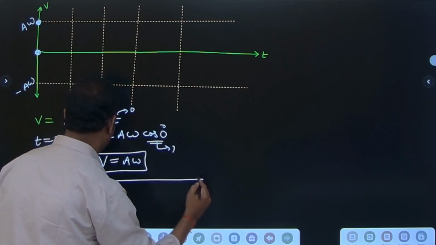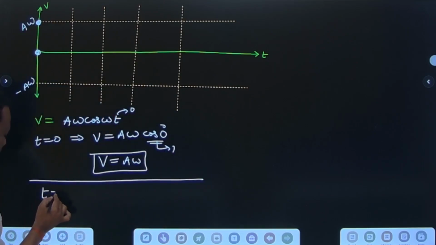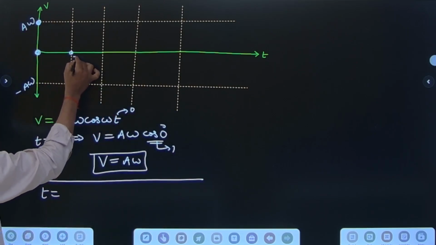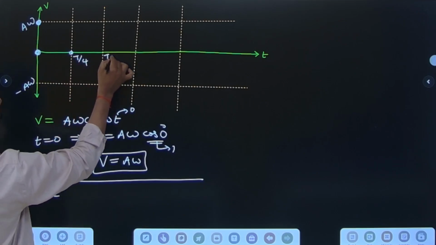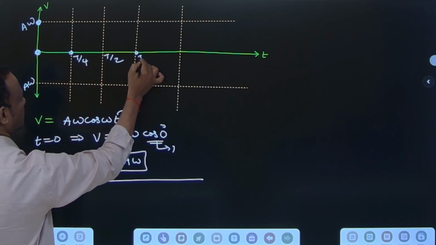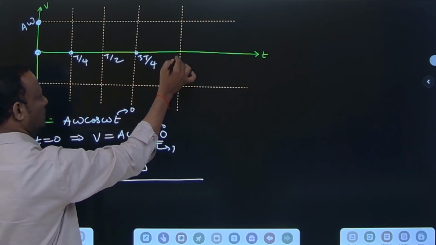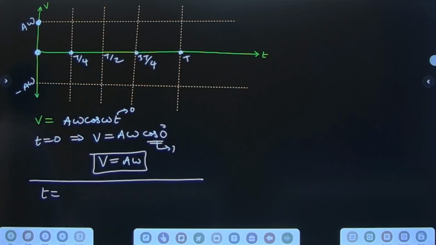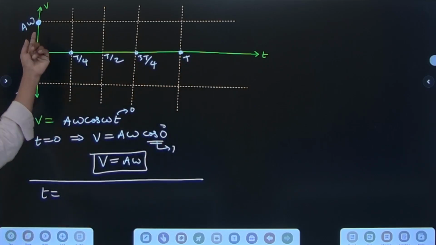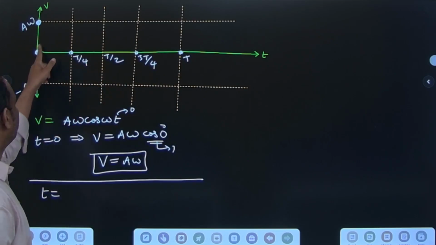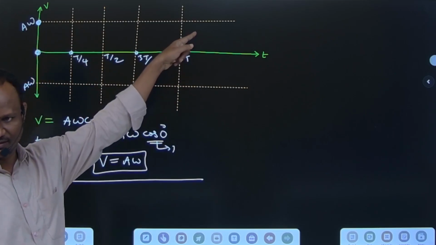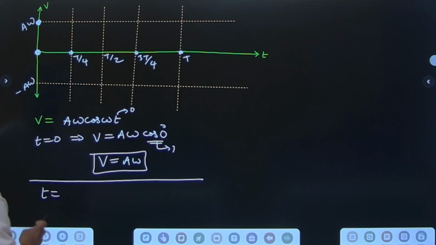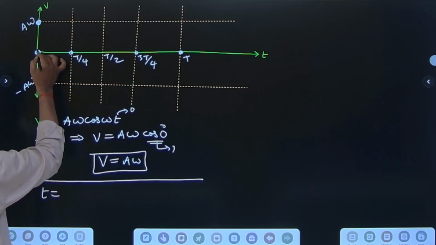Next, let me check on this. Another one. The second one is t equal to T by 4. This is T by 2. This is 3T by 4. This is T, one sinusoidal wave. So for the sine function we started from here, correct? For the cos function, at t equal to 0, V is equal to A omega, so it is at this position.